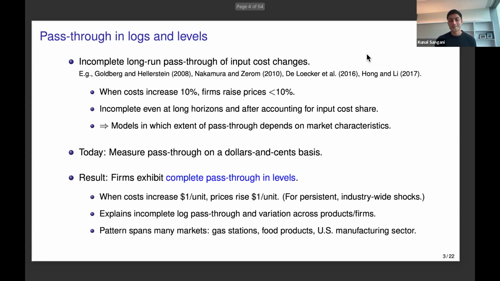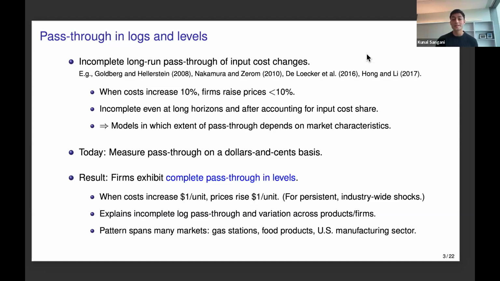Today, I'm going to revisit this stylized fact about incomplete long-run pass-through, but I'm going to measure pass-through in a slightly different way. Rather than measure the pass-through in percentage terms, I'm going to measure the pass-through on a dollar and cents basis. And what I'll find is that incomplete pass-through in percentage terms often disguises complete pass-through in levels.